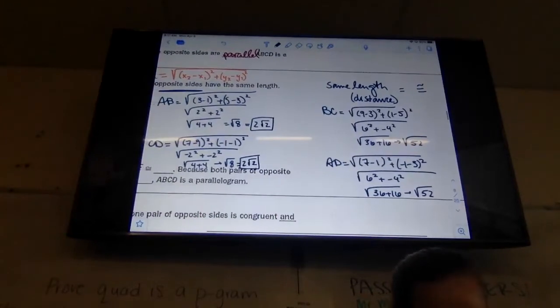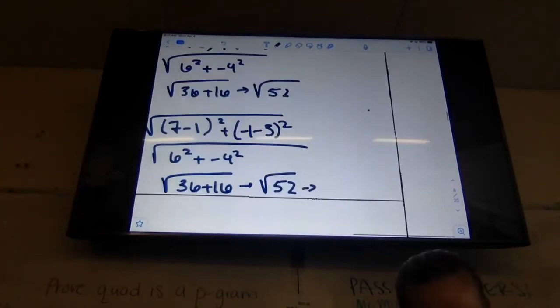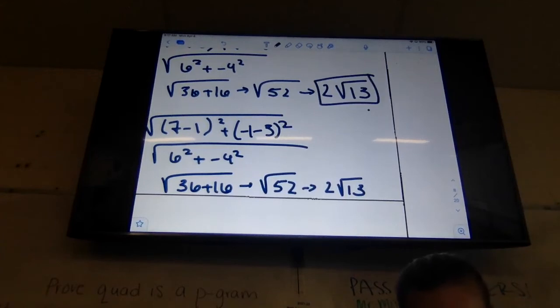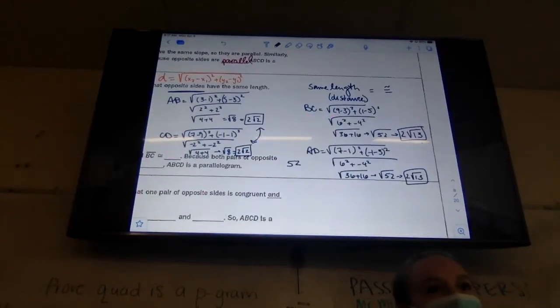All right, I got both. I got all of them, except I didn't simplify the square root of 52. Does 52 factor down? 2 radical 13? Okay, perfect. I was rushing to get it done, so I didn't do that. Radical 13. But either way, does it matter what the root of 52 simplifies down to? No, because my opposite sides have the same distance. AB and CD are opposite sides. Do they have the same distance? Do BC and AD have the same distance?